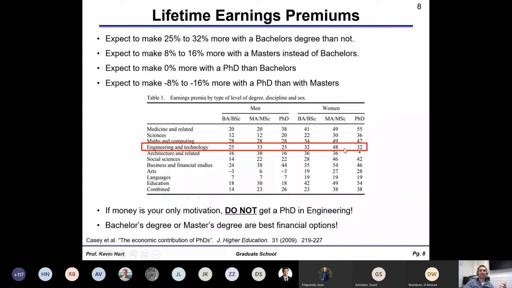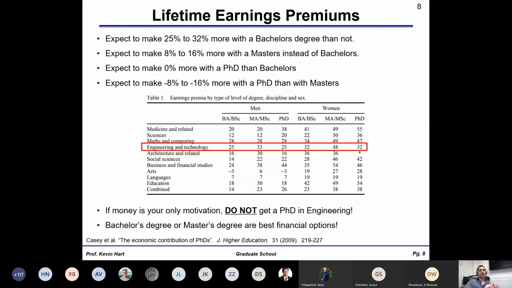This is even more pronounced for females. All right? For females, getting a master's degree, you'll expect to make about 48% more money over the course of your life than you would without a master's degree. Compare that to the amount that you'd make if you just get your bachelor's degree, which is about 32% more than you would make without that degree.